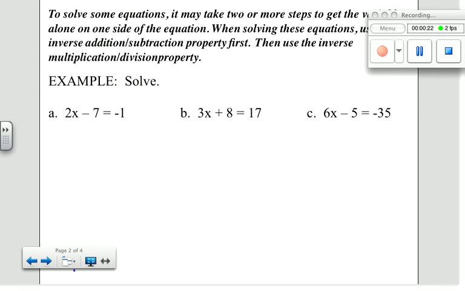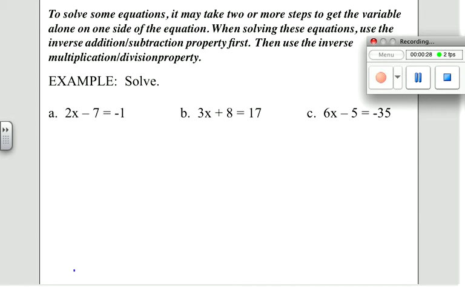To solve some equations, it may take 2 or more steps to get the variable alone on one side of the equation. When solving these equations, use the inverse addition-subtraction property first, then use the inverse multiplication-division property. For example, we have 2x minus 7 equals a negative 1. This is going to have more than one step.